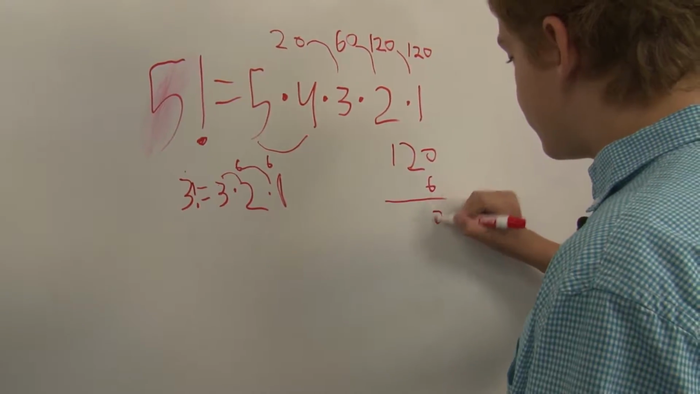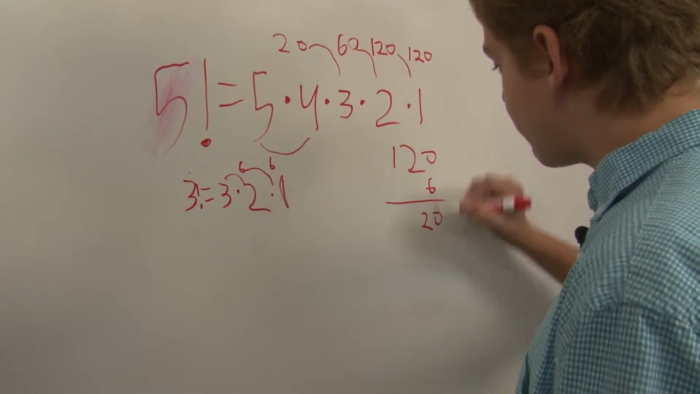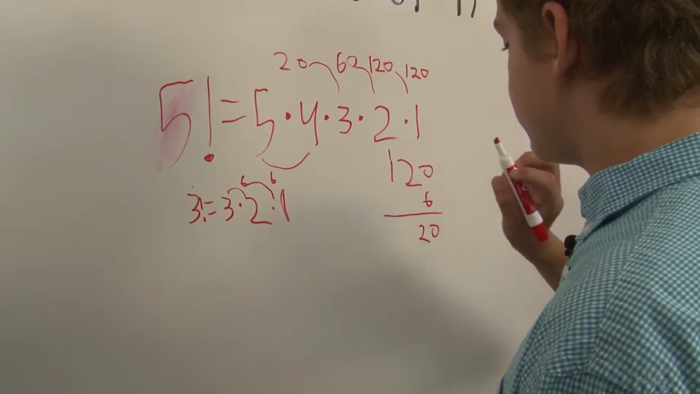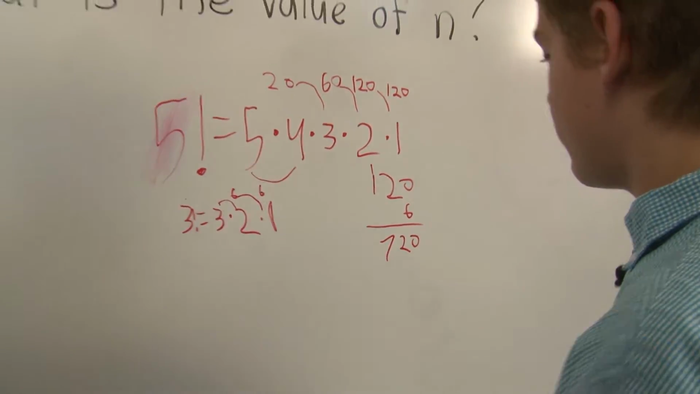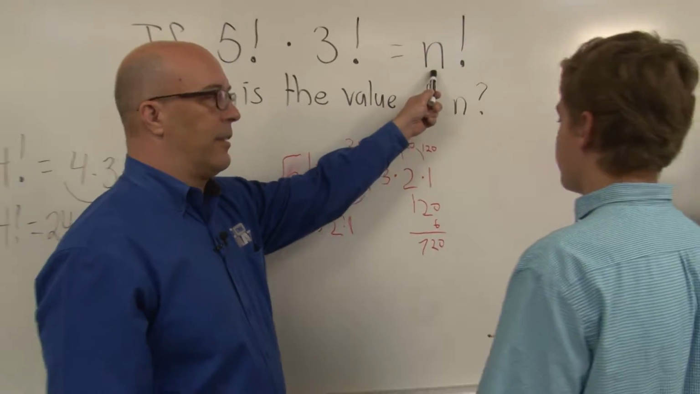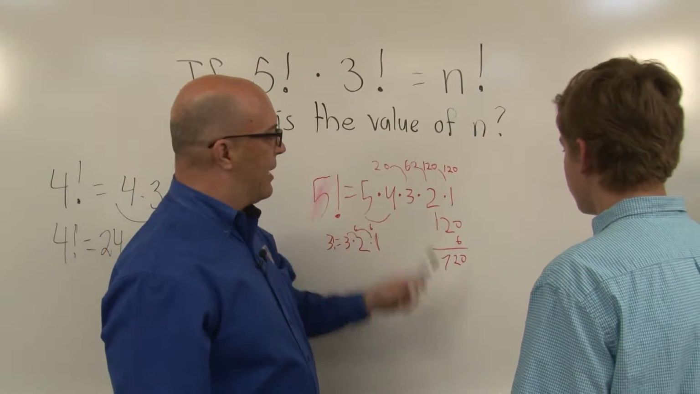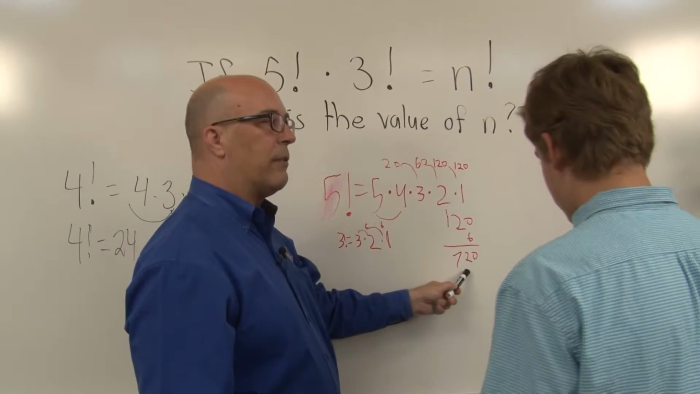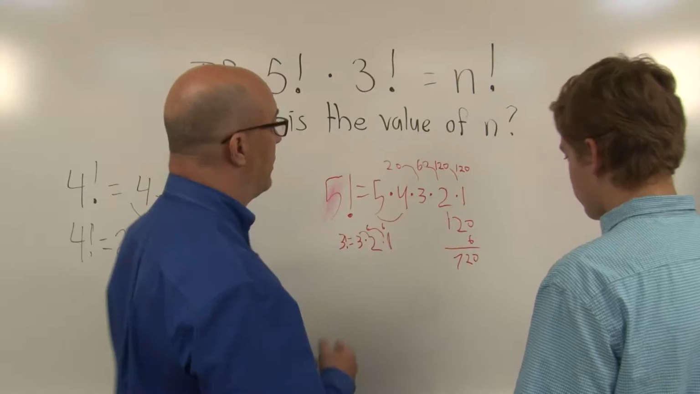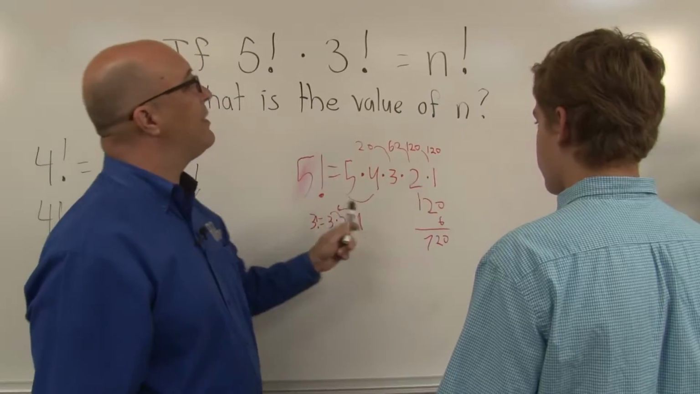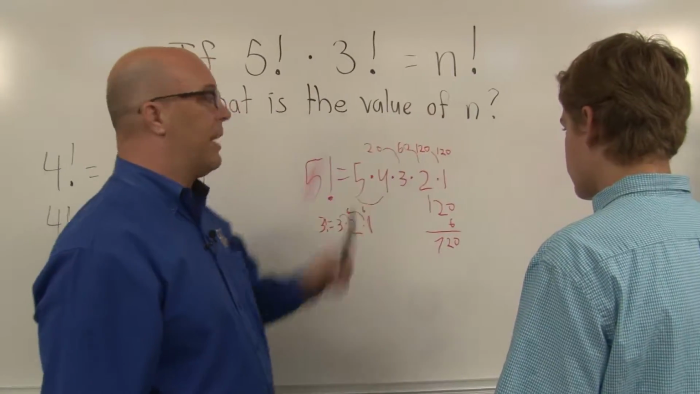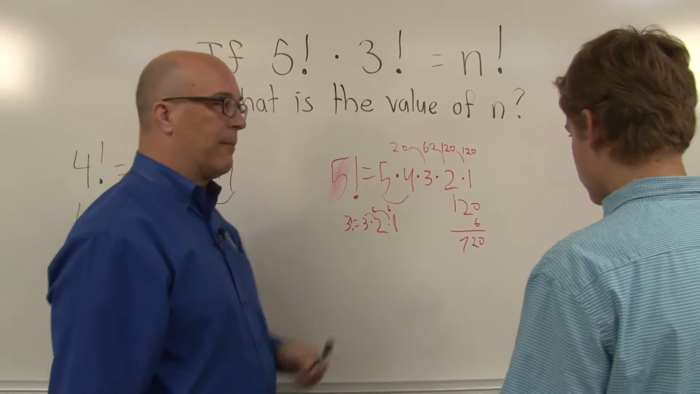6 times 0 is 0. 6 times 2 is 12. 6 times 1 is 6, plus the 1 is 7. Okay, so we need something here that will satisfy 720 when we do the factorial. So we know 3 factorial is 6. 4 factorial is 24. 5 factorial we found out is 120. So what do you think might be able to go there to get us to 720?